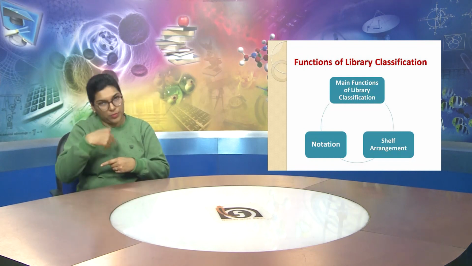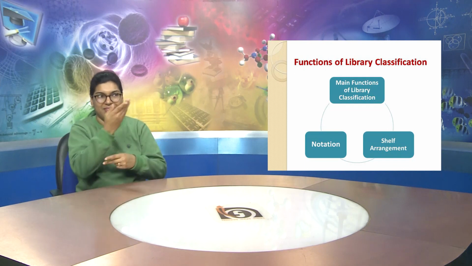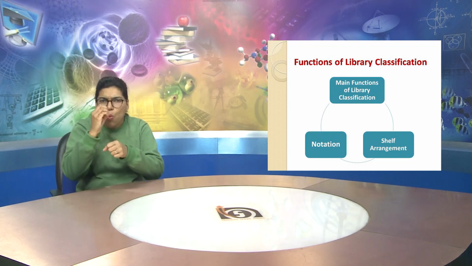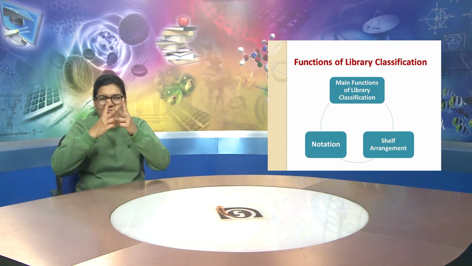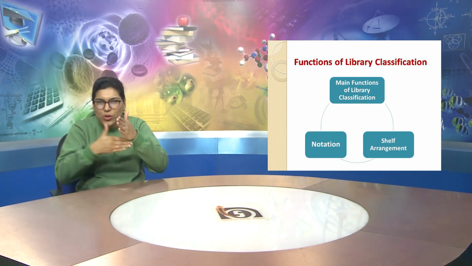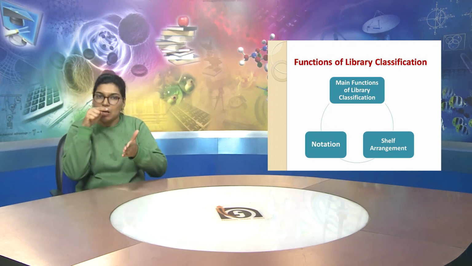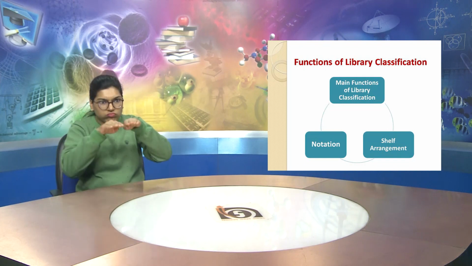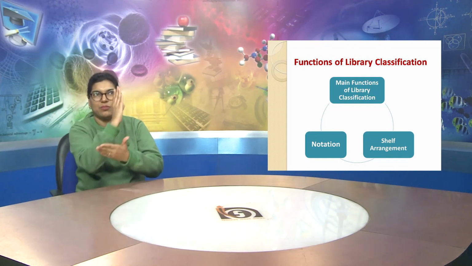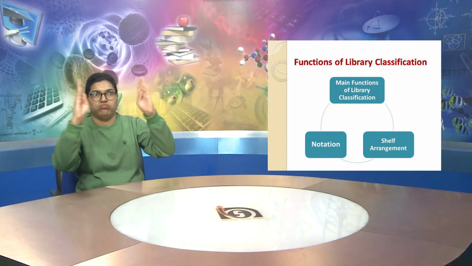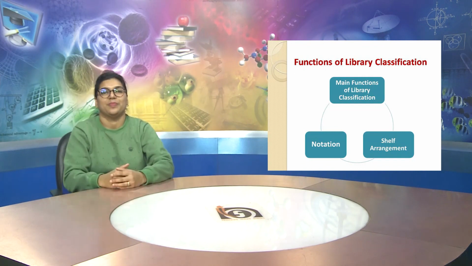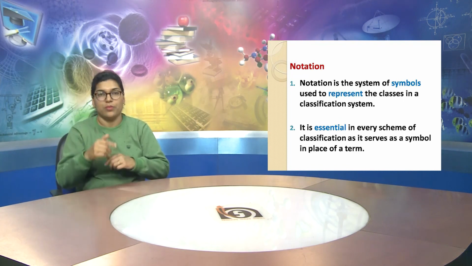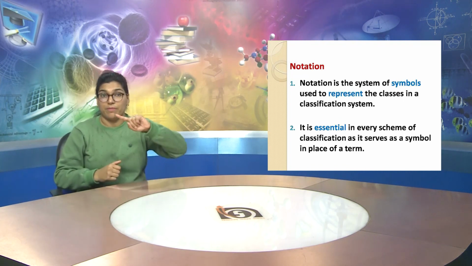Mainly, the main functions of library classification can be categorized as these, which you can see on screen. The first one is notation and the second is shelf arrangement, because in library we put all the books in the shelf. Let us now understand the term notation. We will understand it in points.